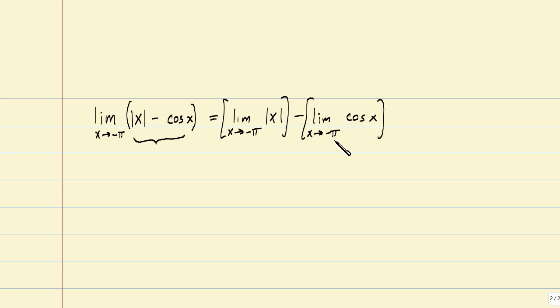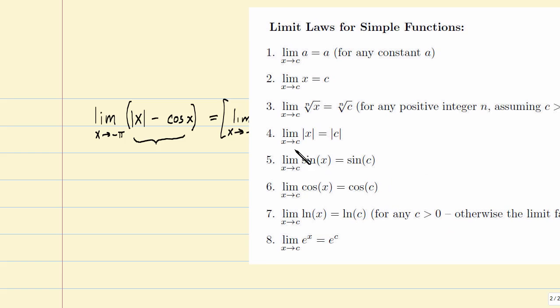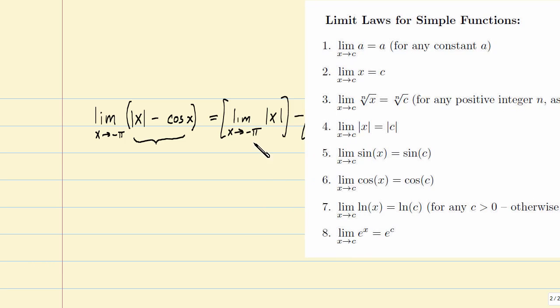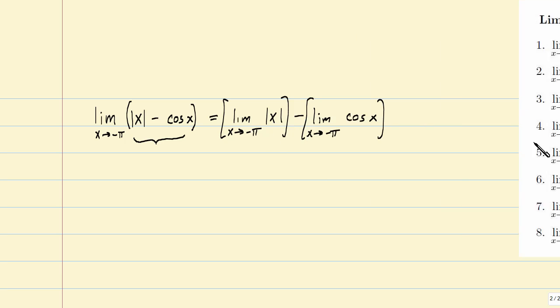Notice how we started off with a larger limit and we broke it into two smaller limits, which hopefully will be easier to evaluate. Now, what is the value of the limit as x approaches negative pi of the absolute value of x? Here again, limit laws come to our rescue. Notice the limit as x approaches c of the absolute value of x is simply the absolute value of c. So in this particular case, we just want the absolute value of negative pi. So slide that to the side.